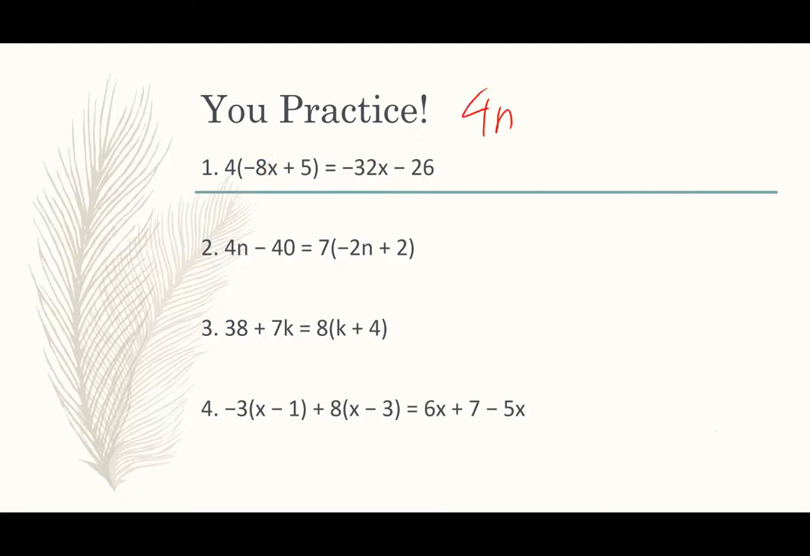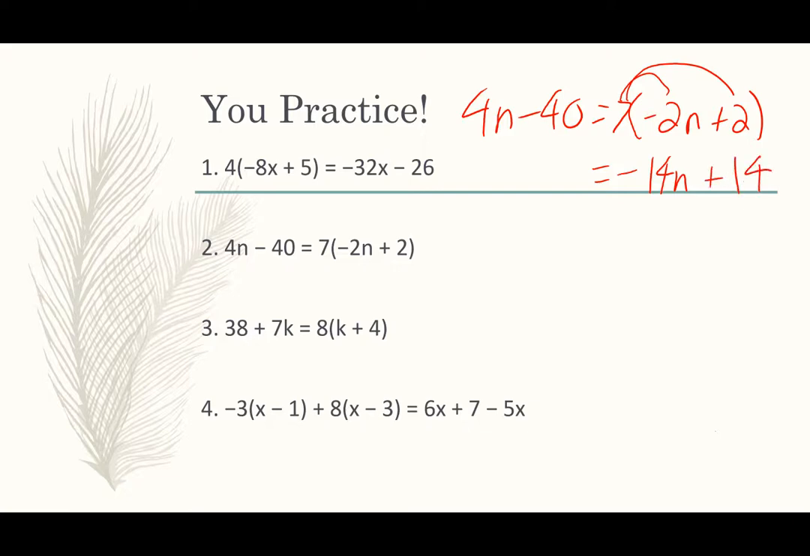We have 4n minus 40 equal to 7 times negative 2n plus 2. So again, I see those parentheses. I see 7 times those parentheses. So just like before, I'm going to have to take that 7, distribute to both of the terms inside the parentheses. Going to multiply it to both of the terms inside the parentheses. So when I do that, I will have 7 times negative 2n. 7 times negative 2n is negative 14n. And I also have to do 7 times 2. 7 times 2 is 14. So again, since it's positive, I'll put plus 14.